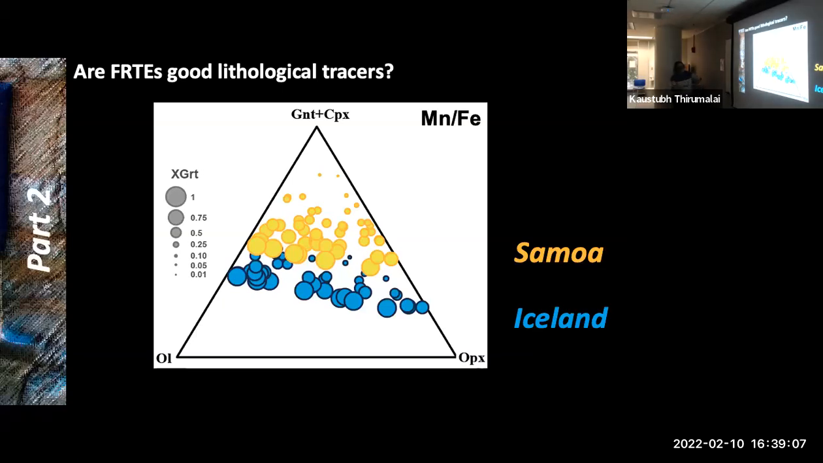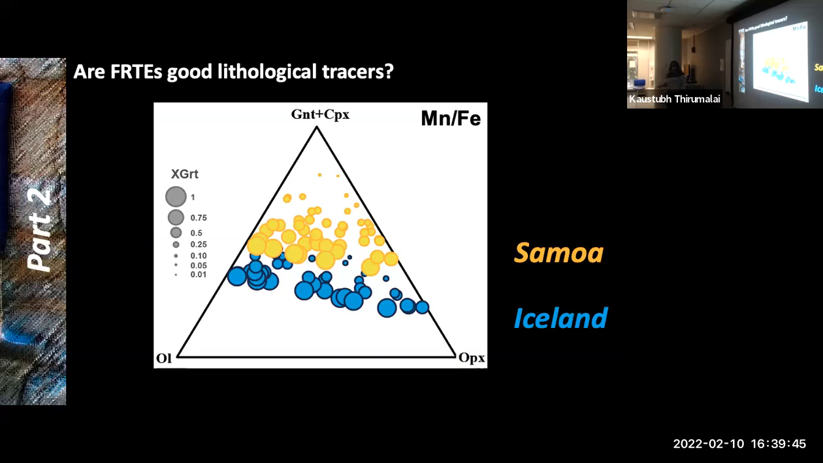The two colors correspond to the two series of data. It's a ternary diagram with olivine, OPX, garnet, and CPX for a batch melting model. I told you, a simple model. The size of the bubble is correlated to the garnet-CPX ratio, just to explain this plot. So the bubbles basically show you all the average mineralogies in the mantle that could reproduce the manganese-iron ratio that we find in the Samoa basalt suite.